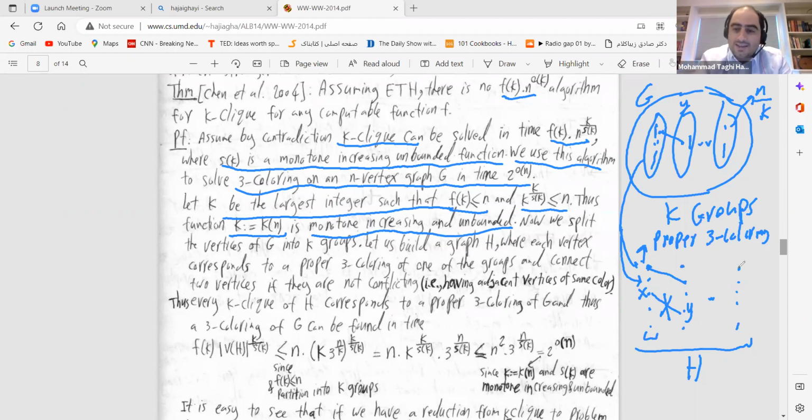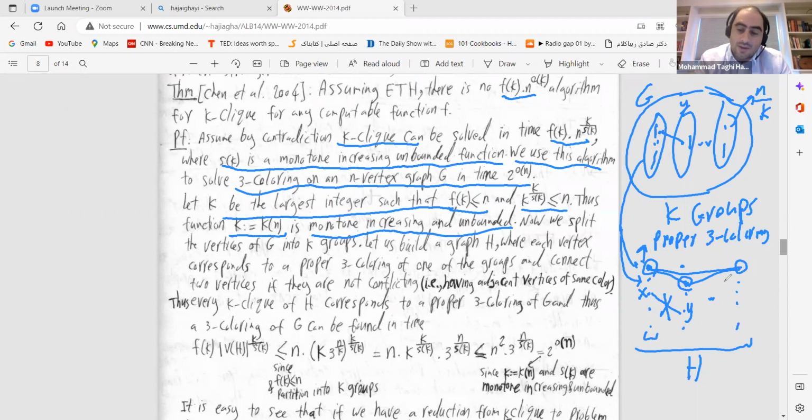Note that if you have a clique here, it essentially means that this is a proper coloring, because this part is a proper coloring of the first part, this is the proper coloring of the second part, this is the proper coloring of the third part, and there is no conflict between them. So it means that all of them can be colored at the same time. It means that this is a tree coloring of the whole graph.